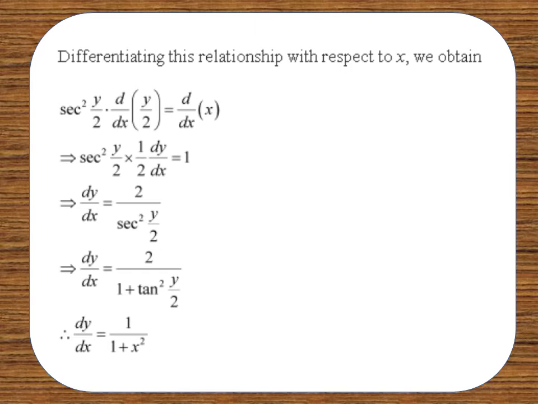So by solving for dy upon dx, we are getting 2 upon (1 plus tan square y by 2). But tan y by 2 is equal to what? x. So putting that value, we will get dy upon dx equals 1 upon (1 plus x square). So pause and note down the solution.